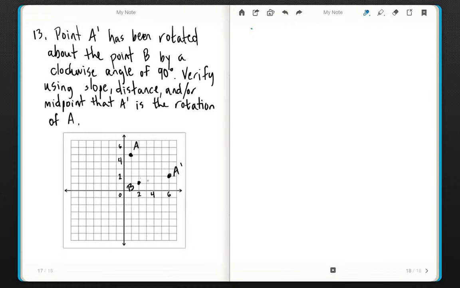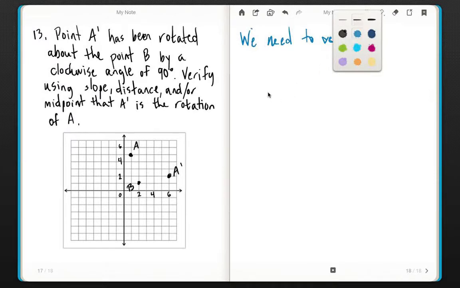And it does clearly look like it, but in order to verify that we just need to test a couple things. So we need to verify two things to prove a rotation. You may notice as we do this that some of the same things we use to verify that a point has been reflected are the same things we use to verify a rotation as well, in particular with a 90-degree rotation.